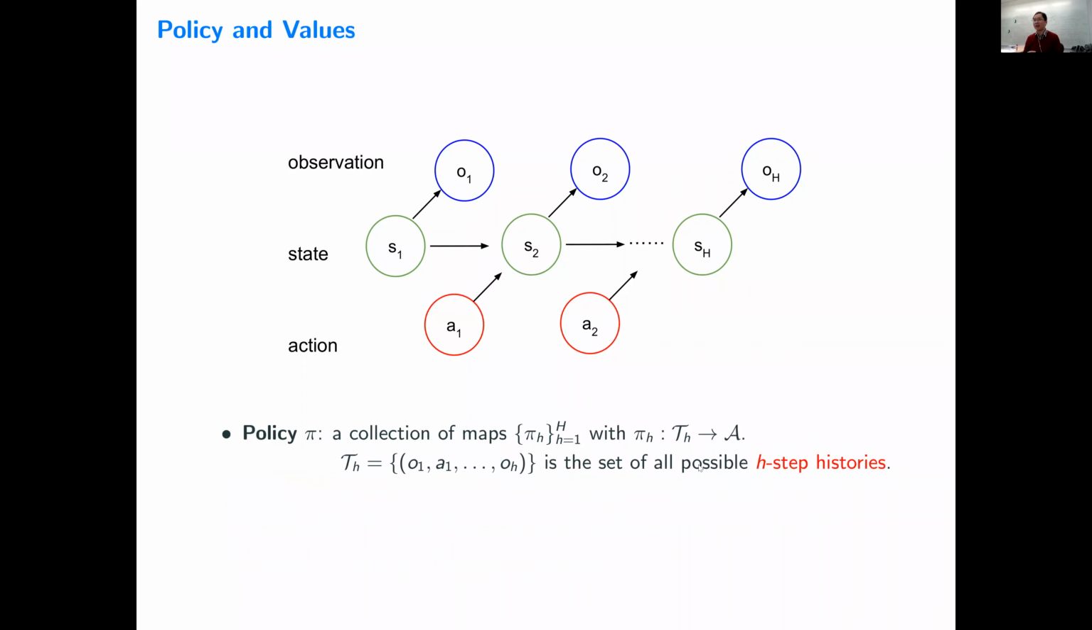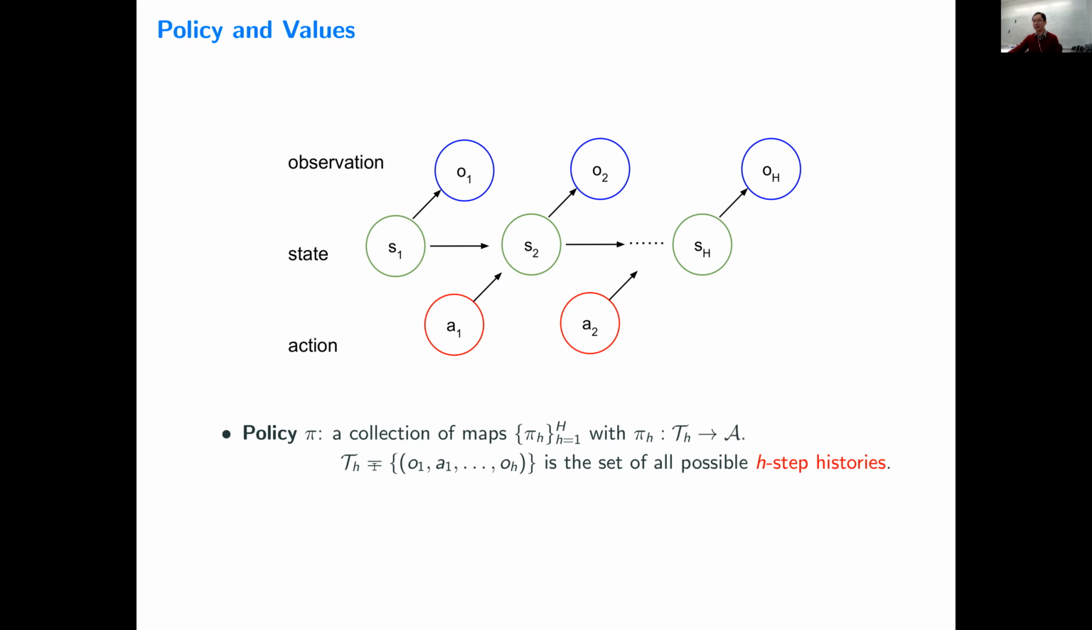And then let's define the policy and values. A little bit different from the standard MDP, where you can define a policy as a map from states to actions, here we need to define the policy to be a map from history to action. It's very important here that the policy needs to depend on the entire history because the observation is no longer Markovian, as I said.